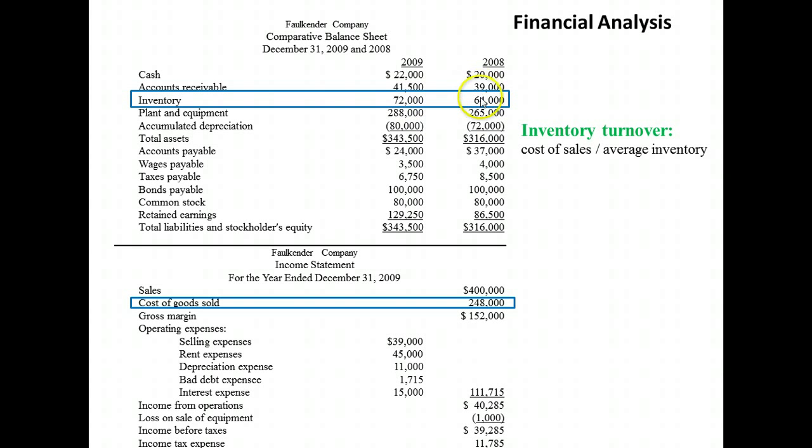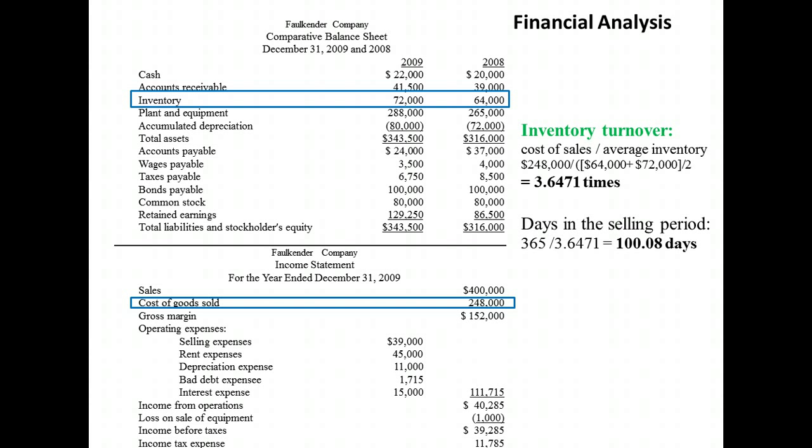This is inventory on day one, 64,000. At the end of the year, we have 72,000. We don't want to pick either number, so to get an average inventory amount, we add the two up and we divide by 2. And so we get an inventory turnover number of 3.64, and once again, there's 365 days divided by 3.6471, and we get 100 days. It takes us 100 days. From the time the inventory comes in our front door to the time we sell it, we hold on to inventory for an average of 100 days.